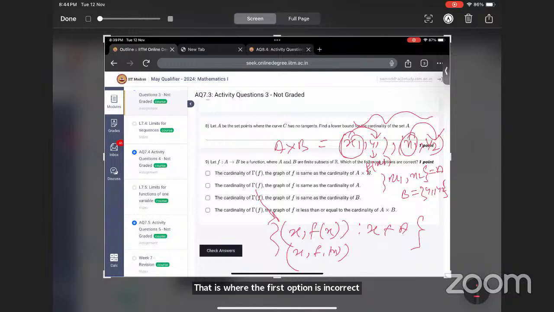Like a quadratic function, ma'am. Yeah. Domain is not always equal to range. Yes. Yes.